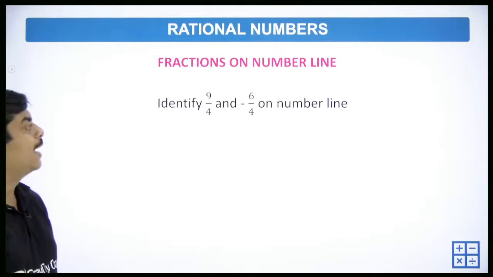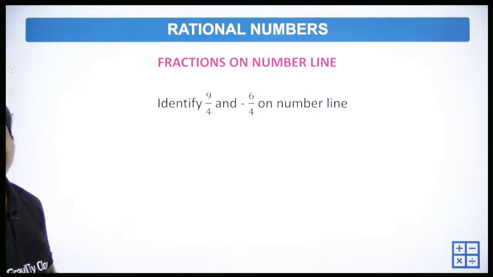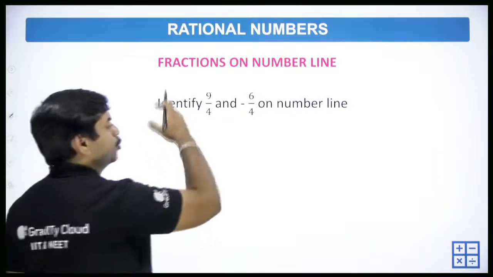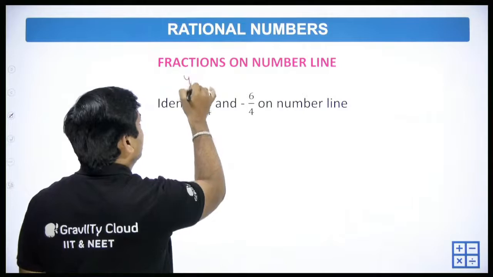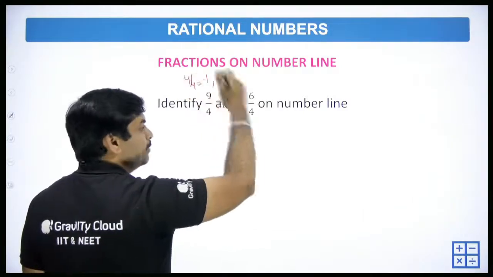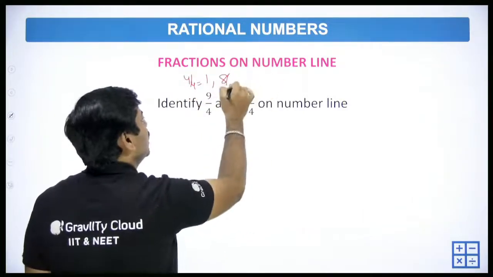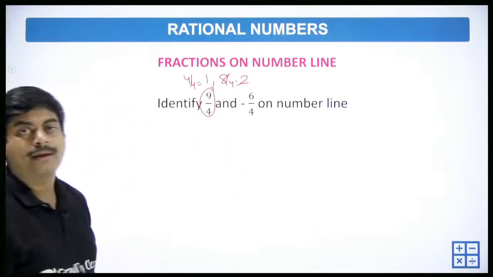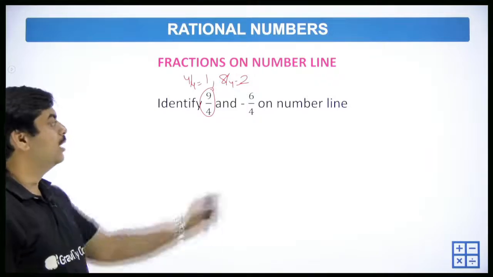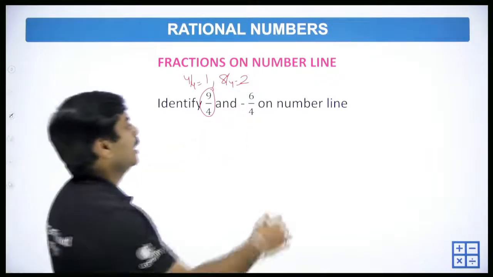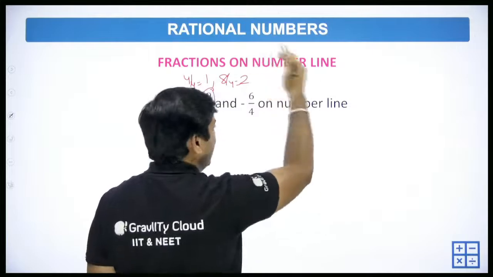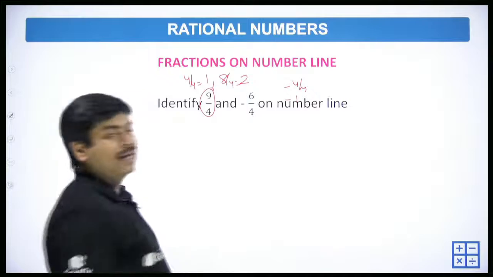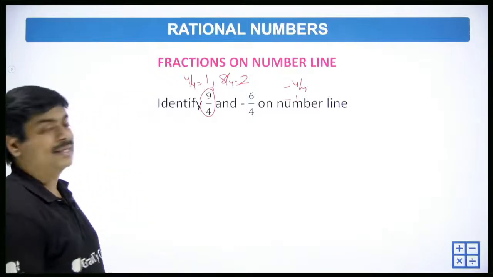Identify 9 by 4 and minus 6 by 4 on a number line. 9 by 4. Okay, I'll just give you a small hint. 1 by 4, 2 by 4, 3 by 4, 4 by 4 is 1. 5 by 4, 6 by 4, 7 by 4, 8 by 4 is 2. That means 9 by 4 is greater than 2. In the same way, minus 6 by 4: minus 1 by 4, minus 2 by 4, minus 3 by 4, minus 4 by 4 is minus 1, and the number keeps moving in that direction, which is minus 6 by 4, right?